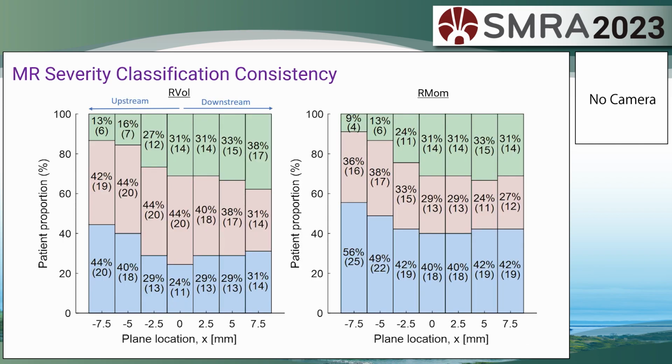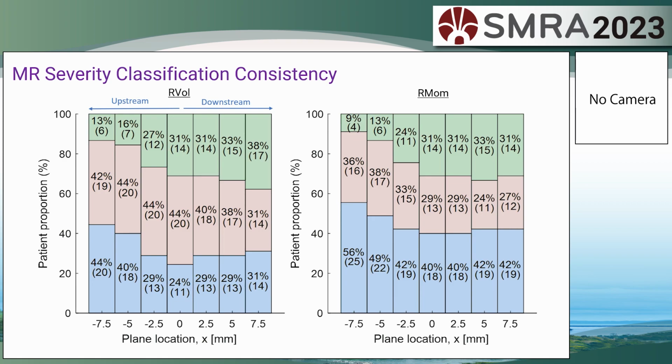These figures represent the reclassification of MR severity gradings for both of our flow metrics. After noticing that the regurgitant volume was more sensitive to plane location compared to the momentum, we evaluated how the sensitivity translates into patient severity classification. And so we used an ROC curve analysis to determine the thresholds for regurgitant volume and momentum for all three of our severity gradings.